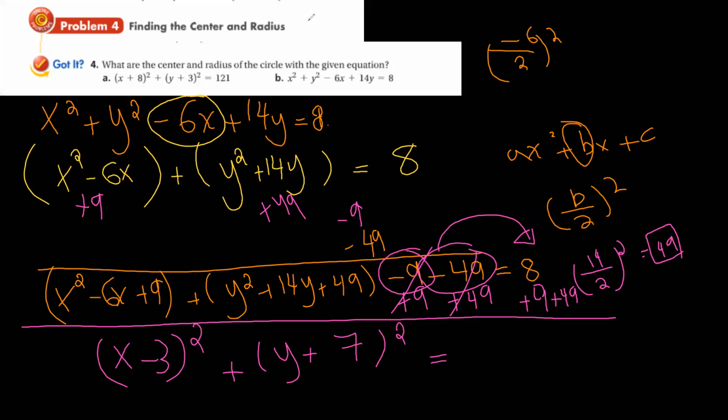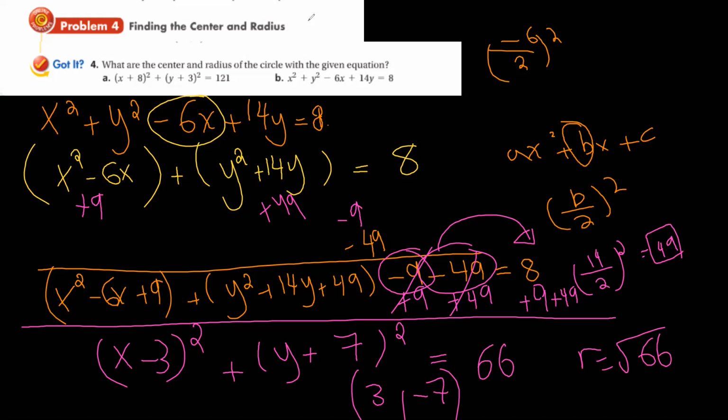66. So after that, is this now the equation of a circle? Yes. Now can you tell me what is the radius of the circle? It's square root of 66. And what is the center? 3, negative 7. Is it clear?